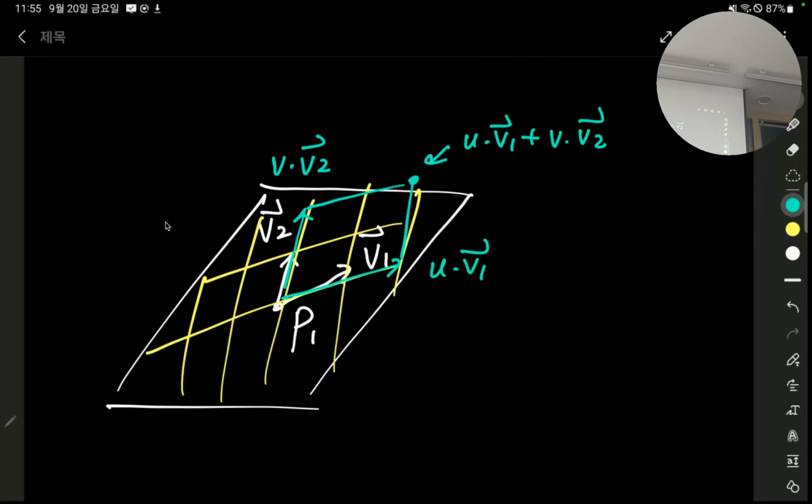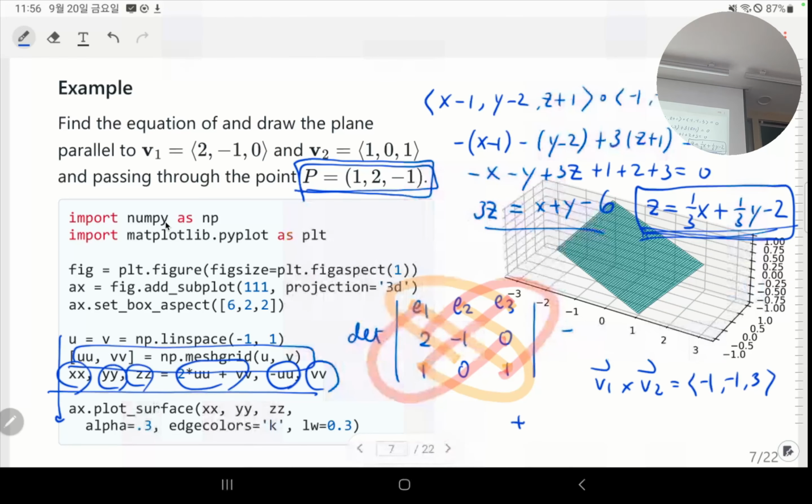And then I shouldn't forget about this P1. So plus P1. Okay? So let's plug in the numbers here. Let me write it here. So u times (2, -1, 0) plus v times (1, 0, 1) plus P1 (1, 2, -1). So that's going to be my coordinate of the point on the plane.